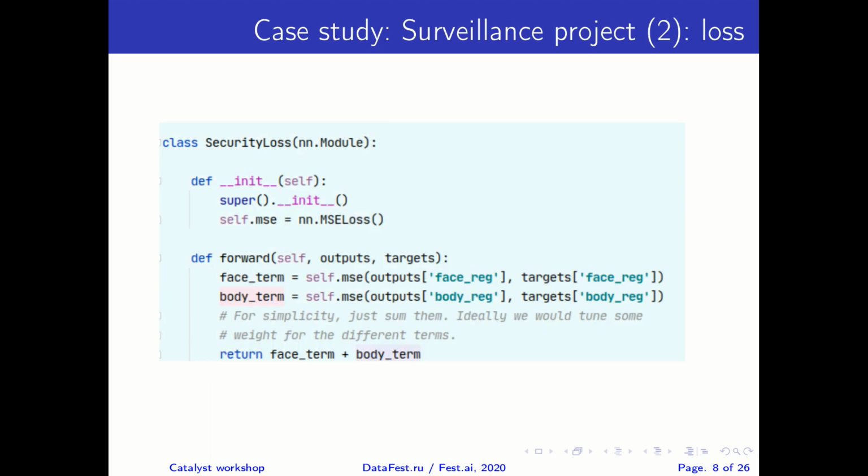So here the loss function would look something like this. It would be a weighted sum of the different loss terms. Here for simplicity, I'm just summing them. But obviously in a real world project you also want to put more weight on tasks which are more important.